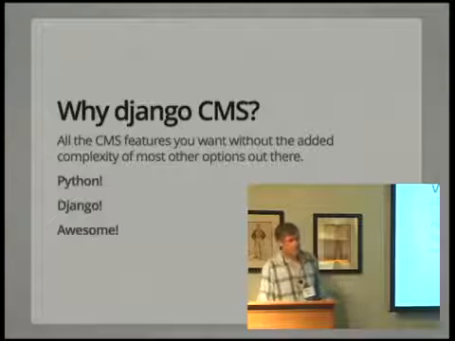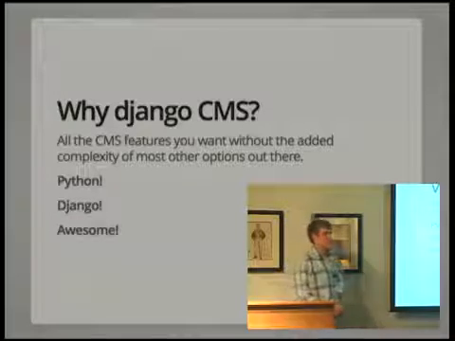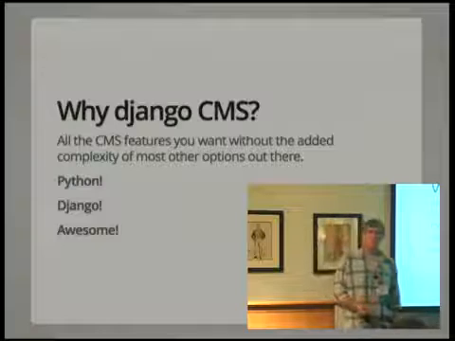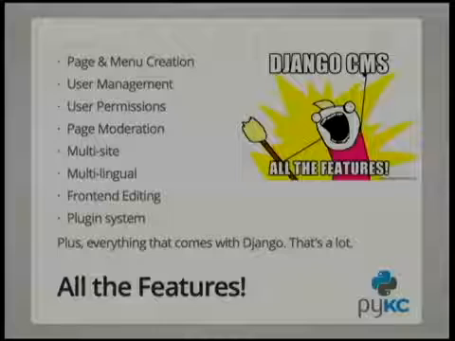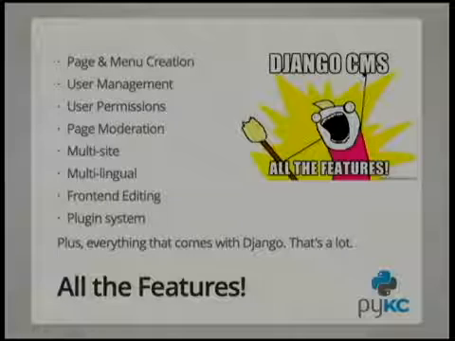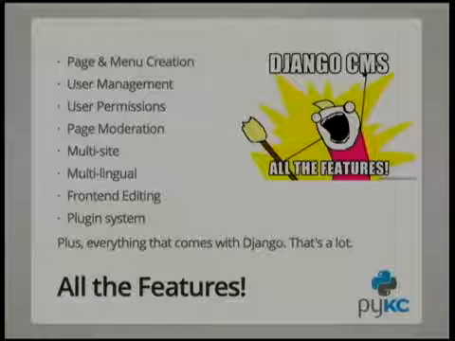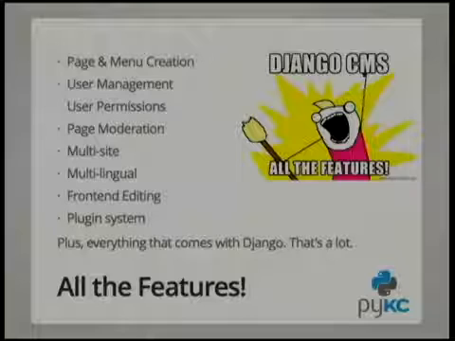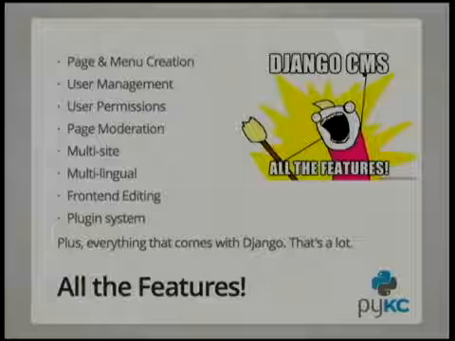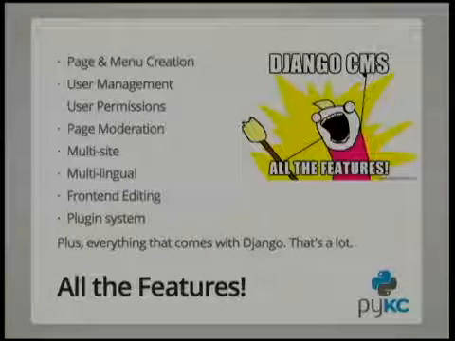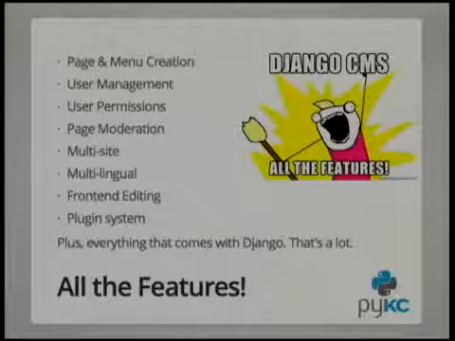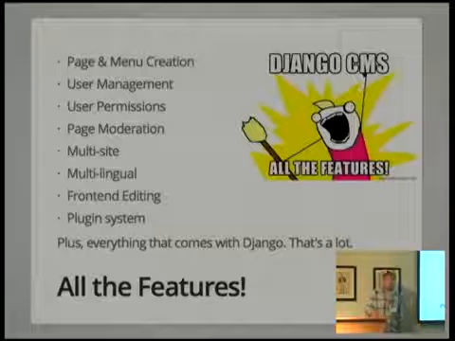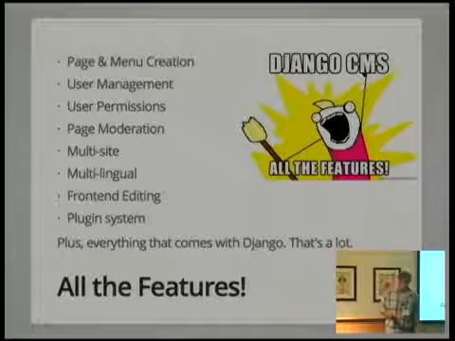So let's talk about the features. What are those CMS features you need? What do I see as the core set of CMS features? Django-CMS has all of them. You basically have page and menu creation, just the base of all CMS. And I think it's important that Django-CMS calls them pages. I think they're nodes in Drupal. An end user has no idea what a node is. They know what a page is.